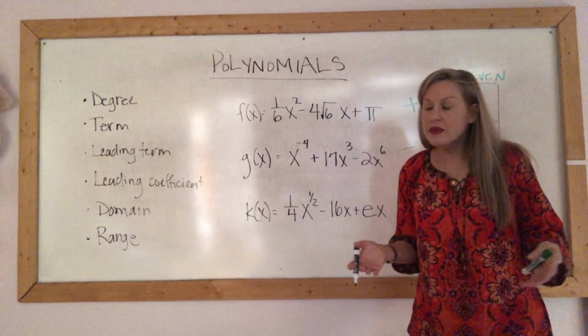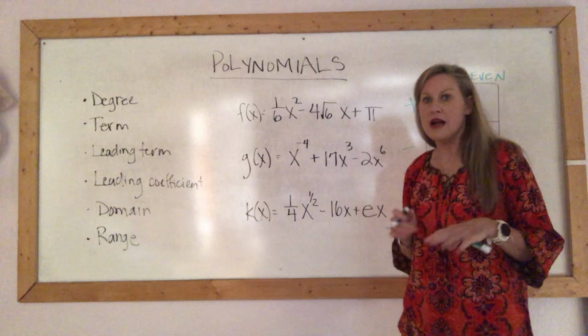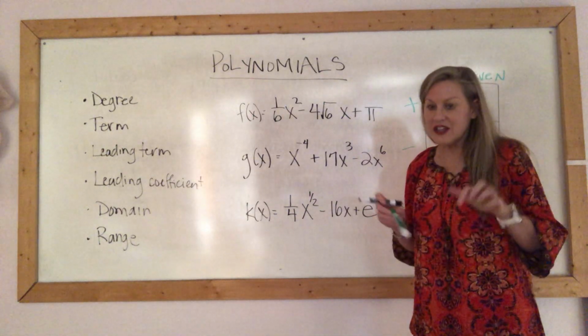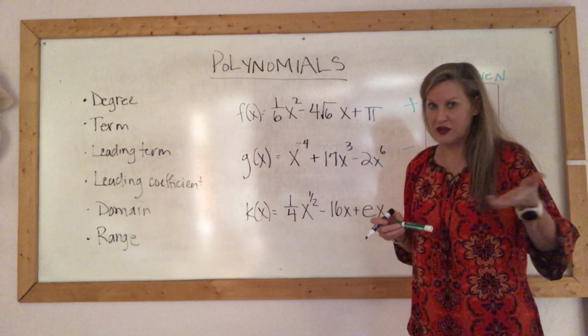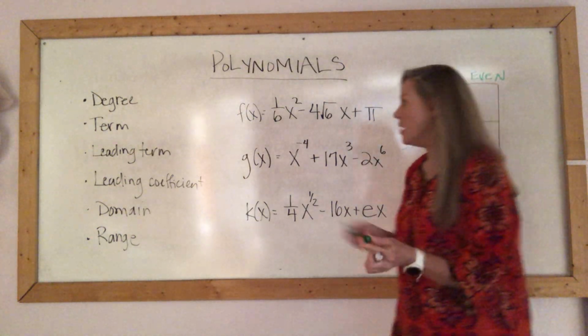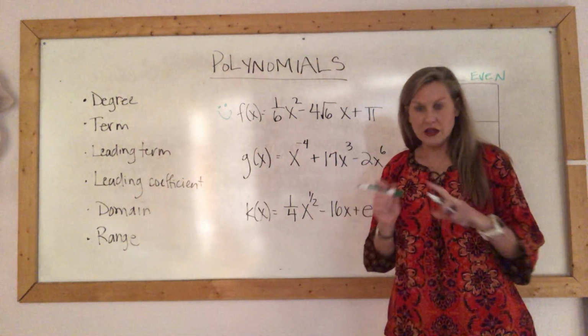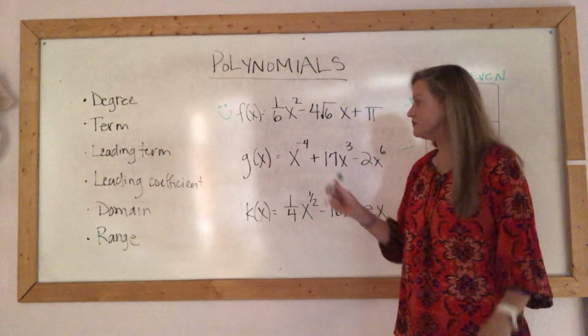Pi is not a variable. Pi is just a number. So it's going to sit there and say, hey, I'm going to be pi all day long. Every calculator in the world will give you the same value if you hit the pi key. So this is a polynomial right there, the whole thing, all of it. All of his terms are behaving, so he's a polynomial.